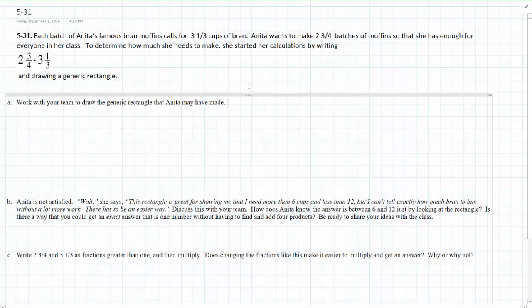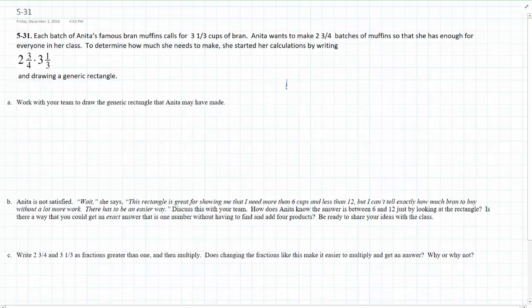Okay, 5-31. Each batch of Anita's famous bran muffins calls for 3 1/3 cups of bran. Anita wants to make 2 3/4 batches of muffins so that she has enough for everyone in her class. To determine how much she needs to make, she started her calculations by writing 2 3/4 times 3 1/3 and drawing a generic rectangle. So A, work with your team to draw the generic rectangle that Anita may have made.